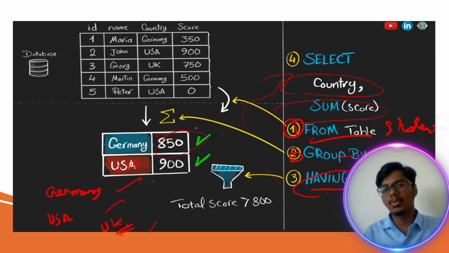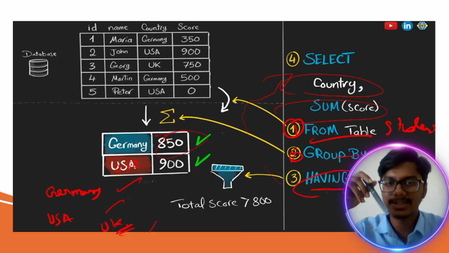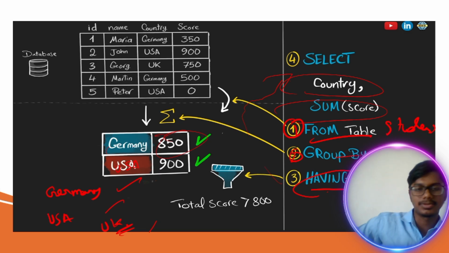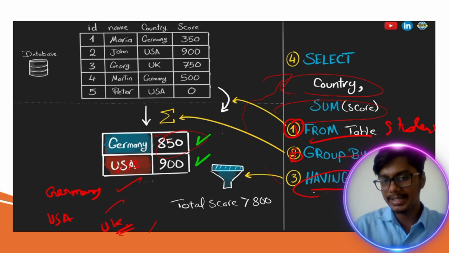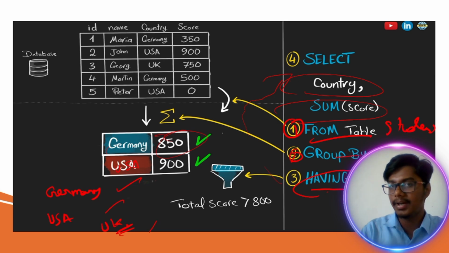That's how the execution order works. I explained all of these things in a very simple manner, right? Are you guys able to understand? Let me know in the comment box also. The first execution is FROM the table, the second is GROUP BY, and the third is HAVING. Where to use aggregation, where to use HAVING, and where to use the WHERE condition.